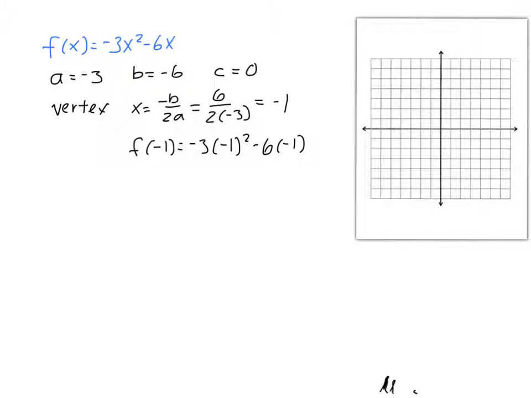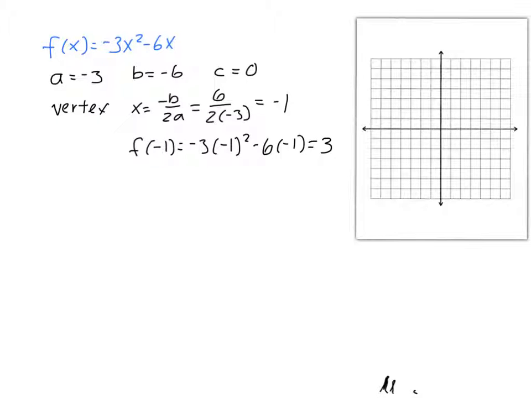To find the y value of the vertex, we take this -1 and plug it back into our original equation for the x. When we do that, we see that f of -1 is -3 times -1 squared minus 6 times -1. Plug that into your calculator or do the computations in your head, and we find that the y value is 3.